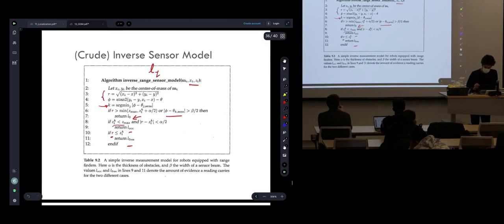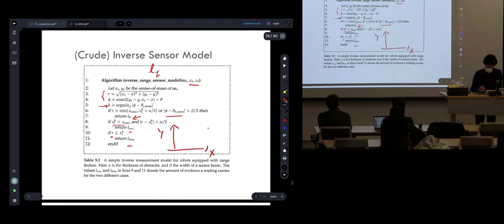And for the robot, just quickly, so imagine you have this X, Y, and then you have a robot looking somewhere. And then you have a cell. The robot has this heading.